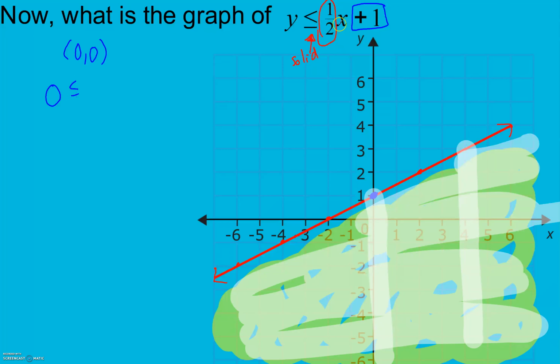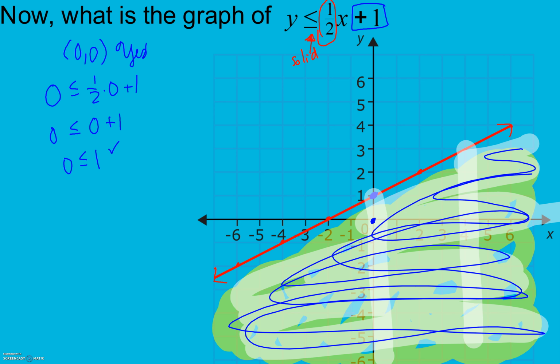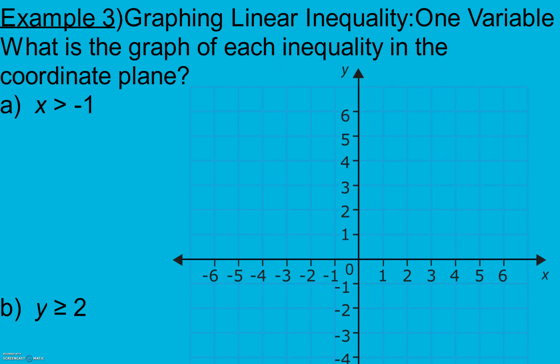So I plug a 0 in for y and a 0 in for x. Multiply to 0, add 1. Is 0 less than or equal to 1? Yeah. So since 0, 0 is a solution, everything on the side with 0, 0 is a solution. So again, 3 different ways that we can check there to see if it's a solution, but they will all work.